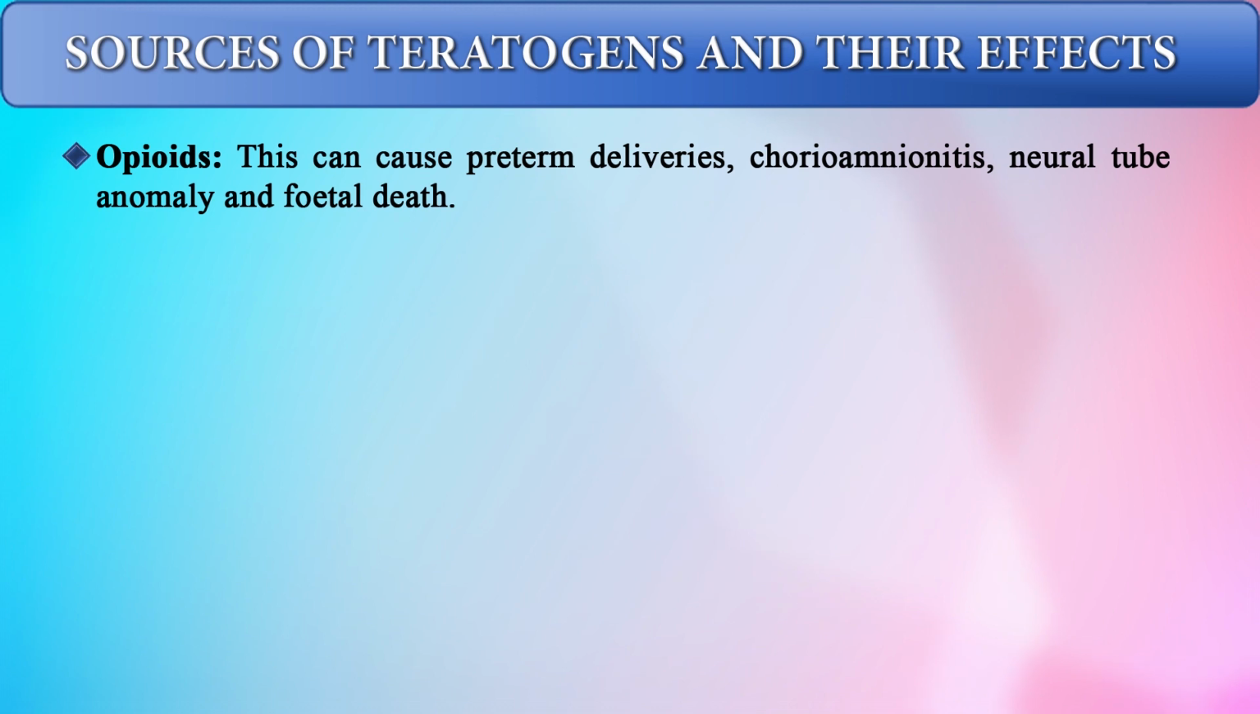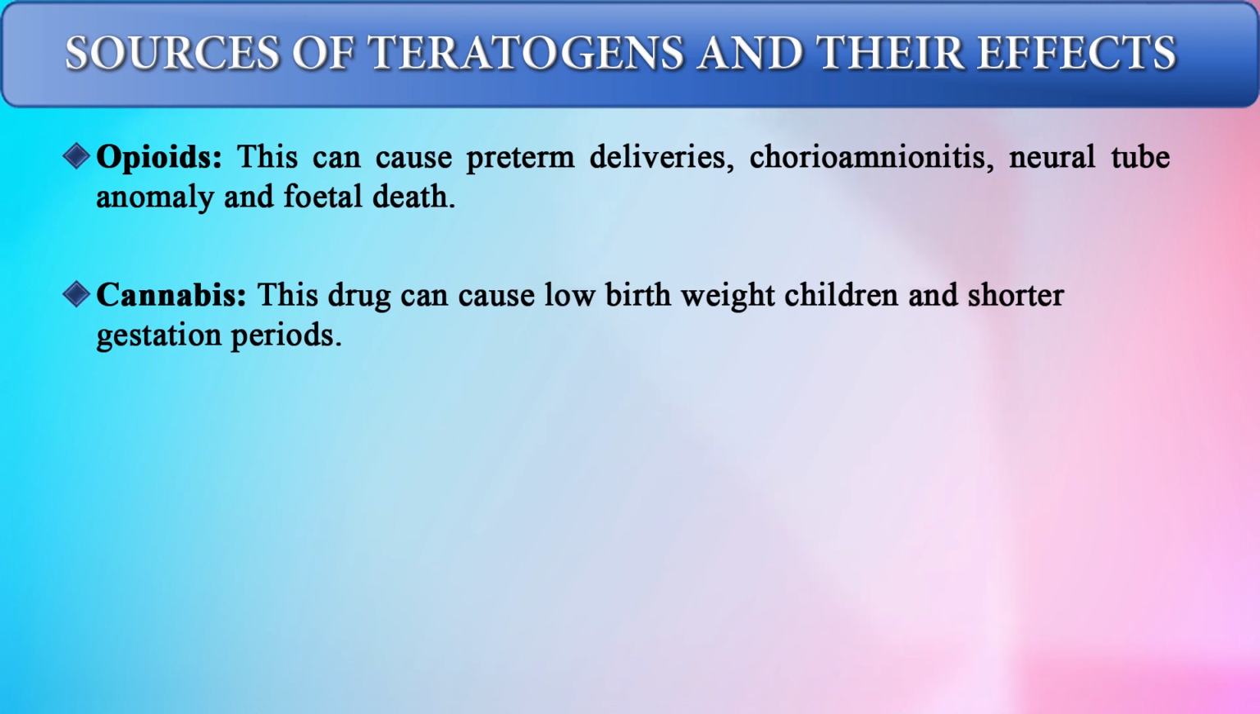This can cause preterm deliveries, that is, children can be born before term. Chorioamnionitis, where the chorion and the amnion, the layers of the placenta, become infected, neural tube anomaly and also fetal death. Cannabis is another drug that can cause low birth weight in children and shorter gestation periods.